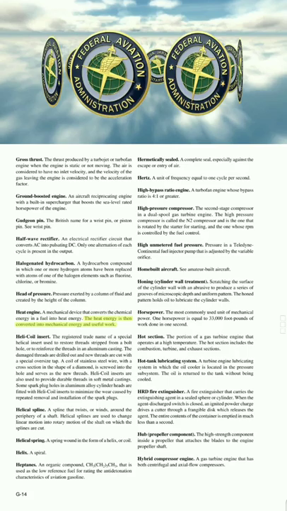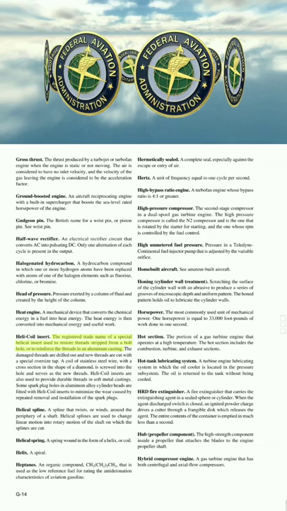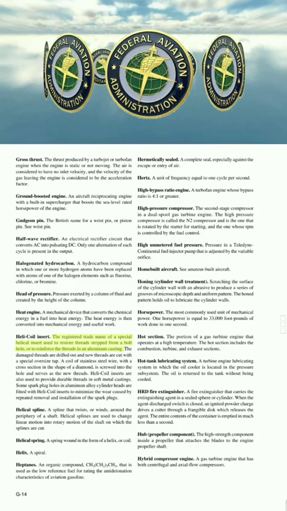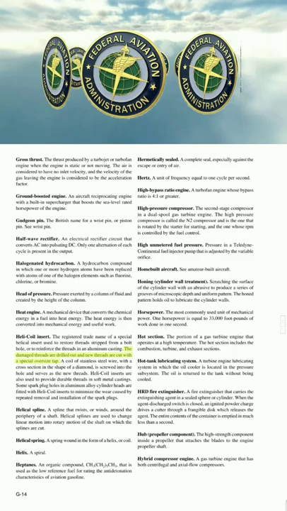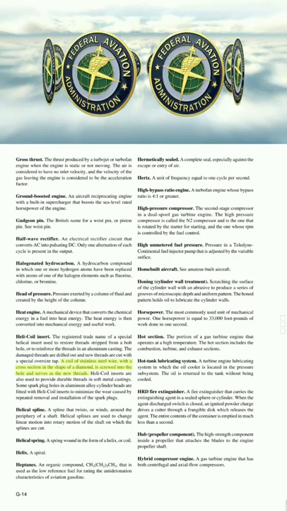Helicoil insert. The registered trade name of a special helical insert used to restore threads stripped from a bolt hole or to reinforce the threads in an aluminum casting. The damaged threads are drilled out and new threads are cut with a special oversized tap. A coil of stainless steel wire with a cross section in the shape of a diamond is screwed into the hole and serves as the new threads. Helicoil inserts are also used to provide durable threads in soft metal castings.